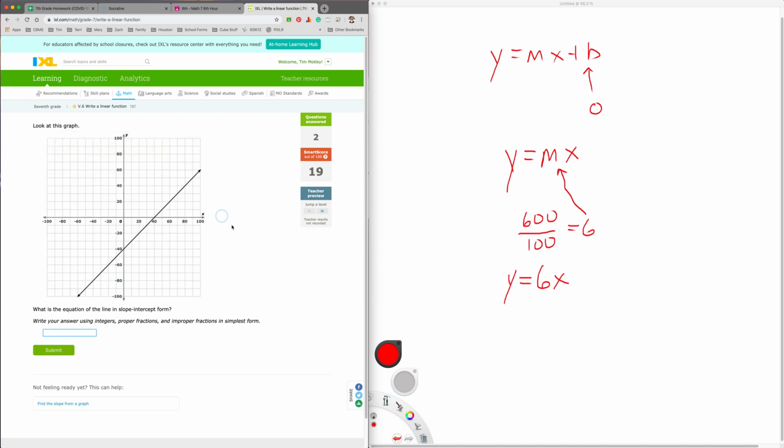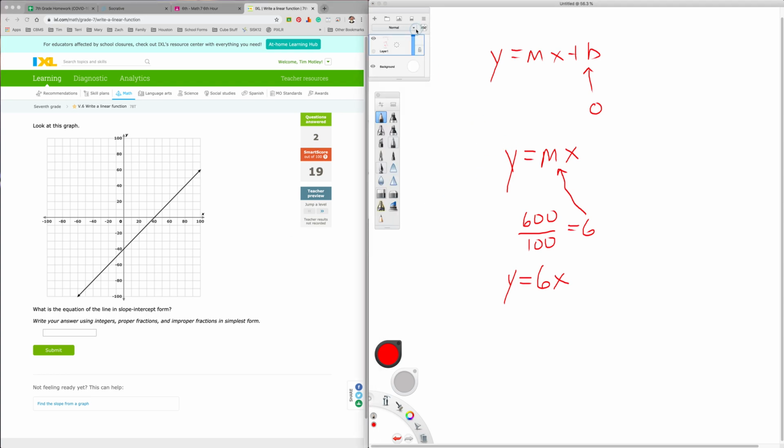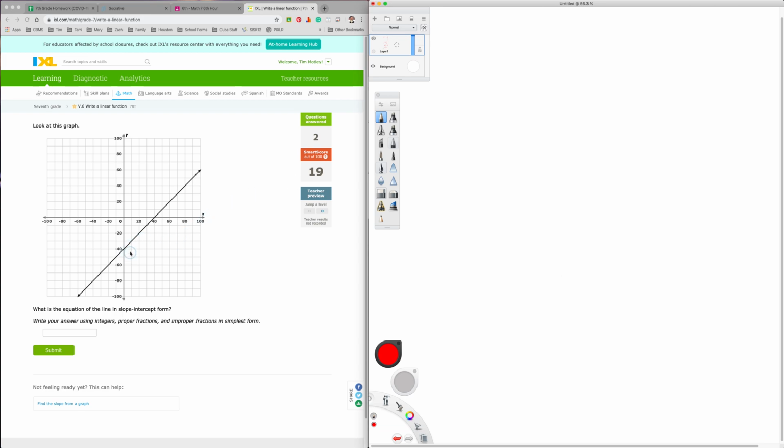Good work. And so let's do another one here. Let's clear this out and let's take a look at it. First thing, where it hits the y-axis is your b. So in y equals mx plus b, on this particular one, I already know the b from here. It's hitting at -40. So it's going to be something times x and then minus 40. And now I need to find the slope right here.